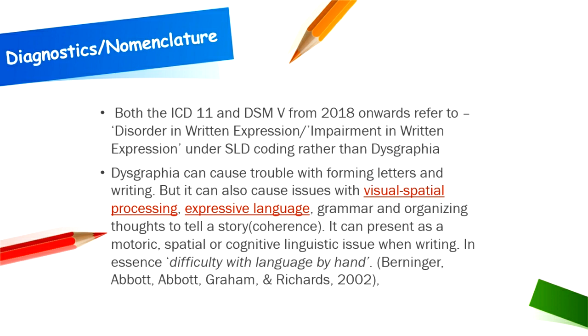So what references or tools do we have in relation to talking about handwriting disorders? Both the ICD-11 and the DSM-5 from 2018 onwards refer to disorder in written expression or impairment in written expression under the specific learning difficulty coding rather than mentioning dysgraphia. This group is proposing to use the term disorder in written expression in brackets motor dysgraphia.